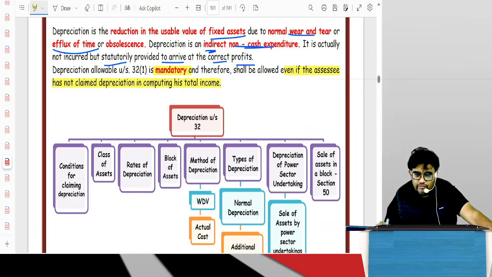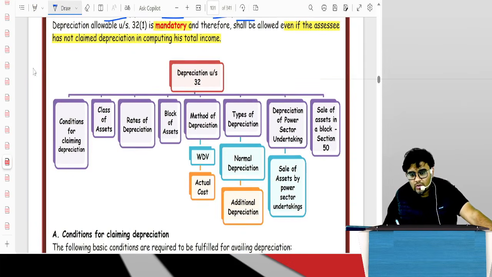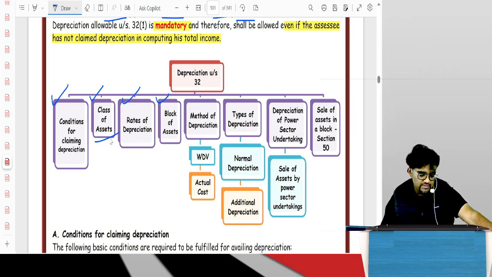So we need to understand in this particular subchapter or in this concept, what are the conditions for claiming depreciation? What do you mean by class of assets? What are the rates of depreciation? Block of assets. How many blocks are there basically? I told you there are 4 main blocks. They are called class of assets. And in each class of assets there are mini blocks that we have to figure out. Then what is the method of depreciation? Either it is WDV or is it actually based on SLM?